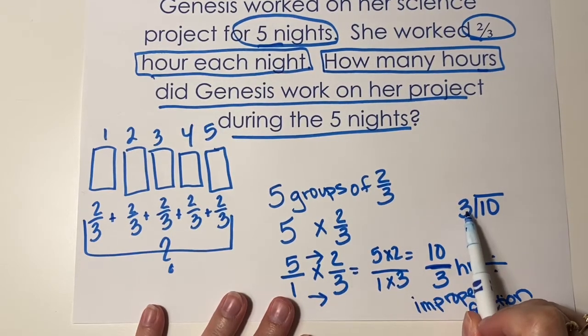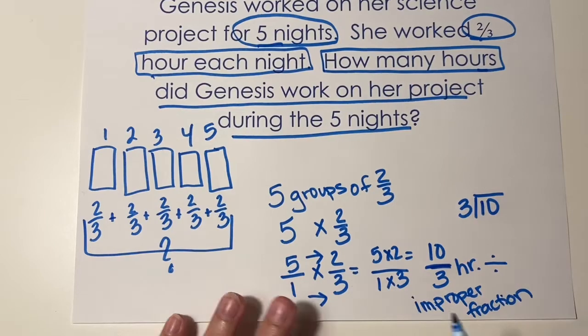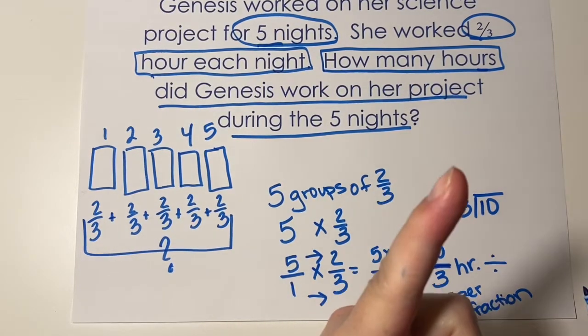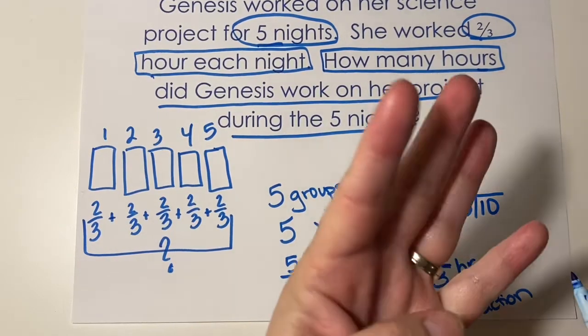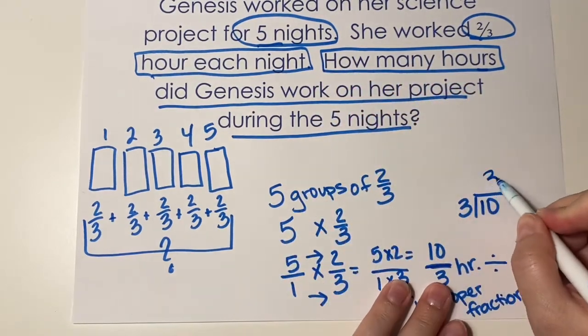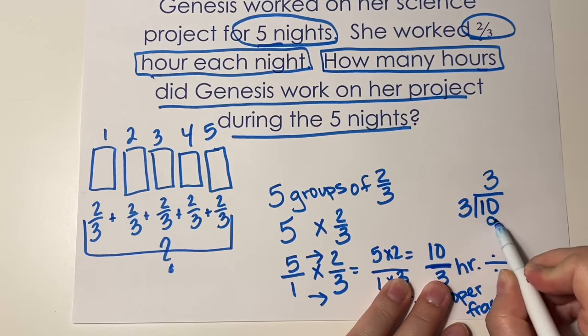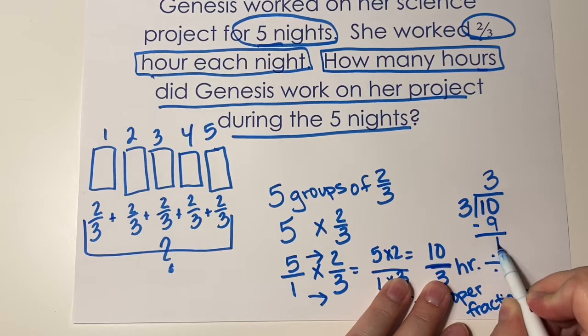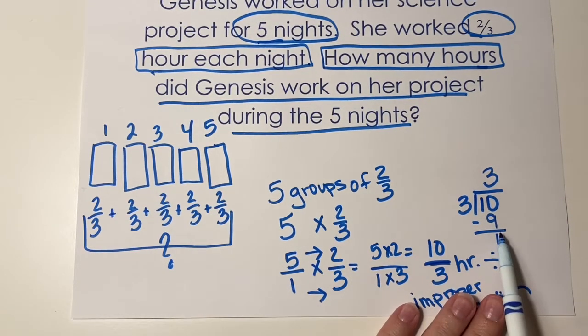So I'm going to think to myself, how many times is 3 going into 10? So I can count by 3s. 3, 6, 9, 12. Ooh, too much. Can't use that one. So my answer, I have 3. 3 times 3 is 9. And subtract. And I get 1. And now, yes, this is my remainder.